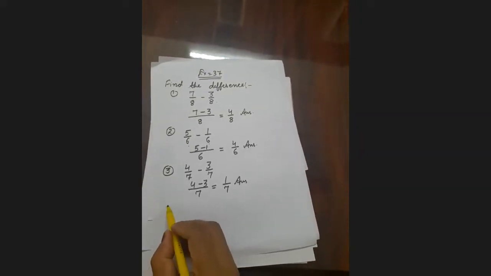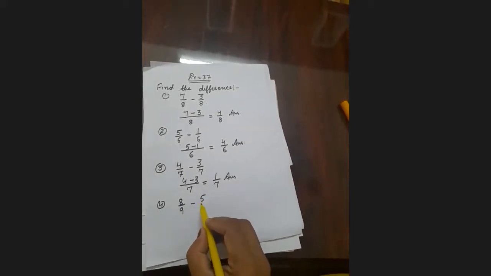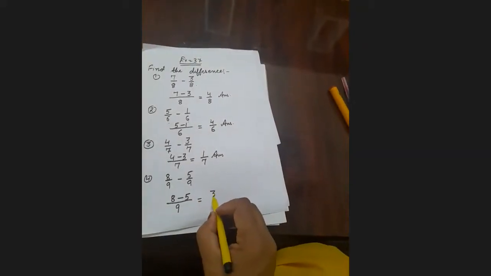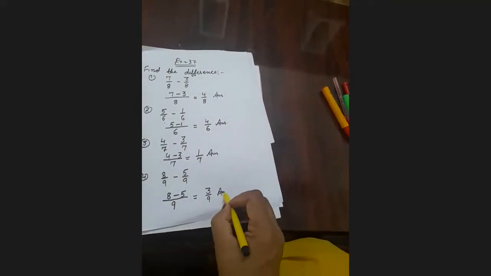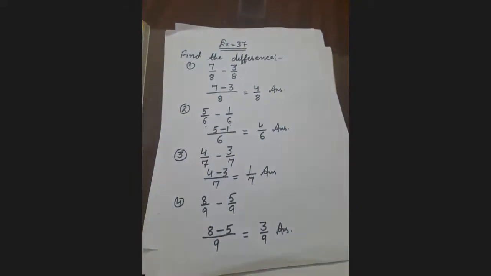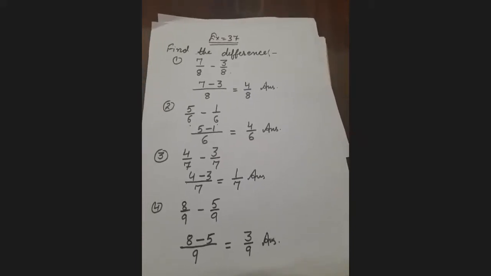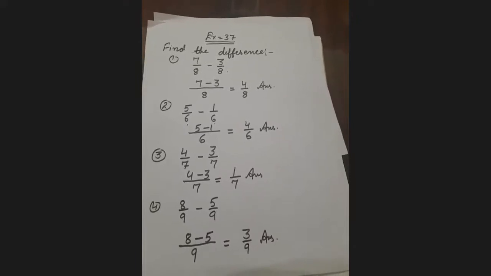Next, students, the fourth question is 8 upon 9 minus 5 upon 9. Using the same method, first we'll write 9 as it is. 8 minus 5. 8 minus 5 is 3. Your answer is 3 upon 9. Dear students, this is questions 1 to 4 of exercise 37.